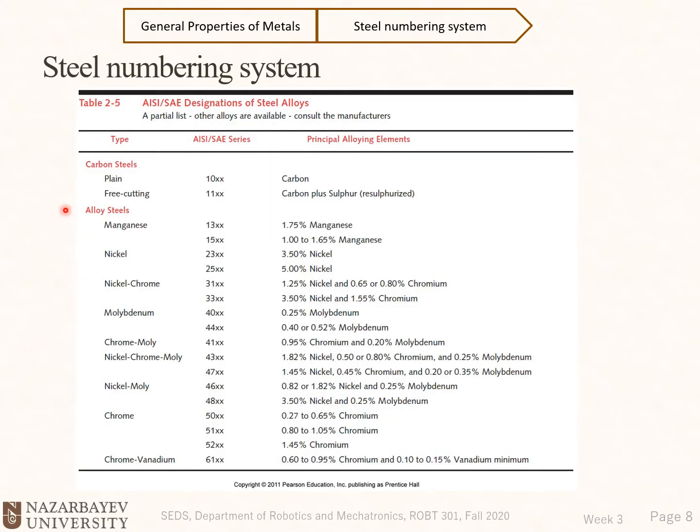Okay, steel numbering system. Here you could see that Table 2-5 lists types of steels and their numbers based on AISI and SAE standards. For carbon steel, plain and free cutting starts with 10 or 11. For alloy steels, when they have a significant content of, let's say, nickel, chrome, and other metals, we have specific numbering that starts, for example, with 23 for nickel and 50 for chrome. And we have a detailed explanation and description of what the content of the metal should be to be classified in a specific series.